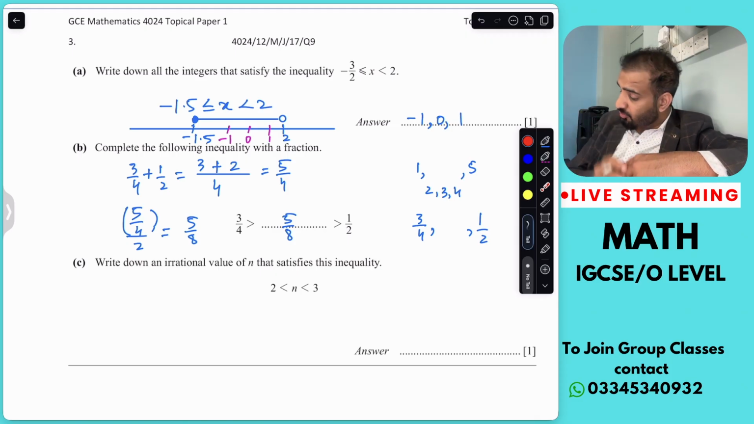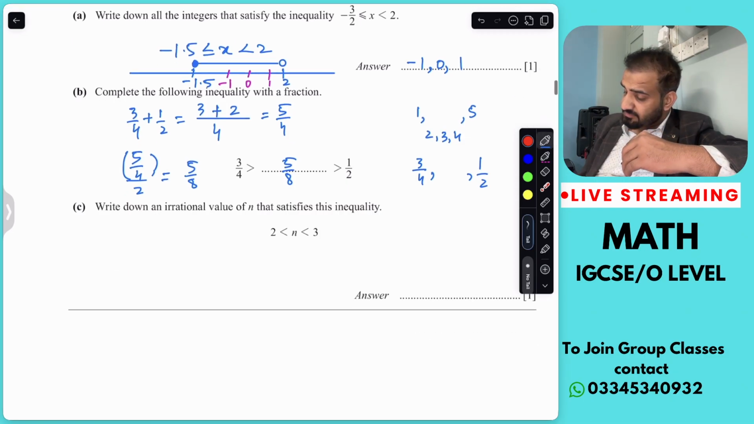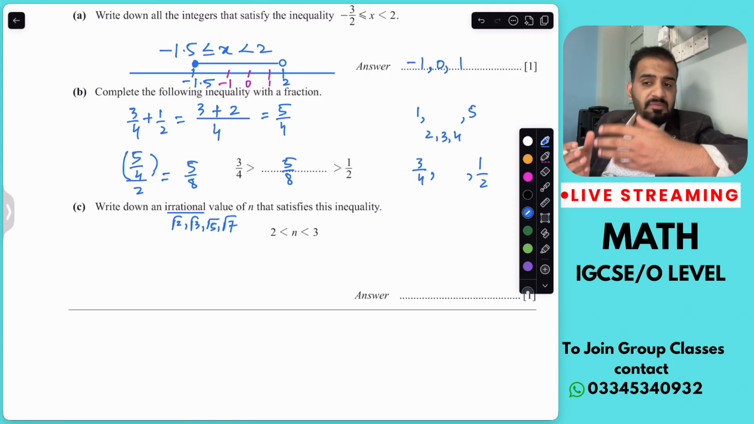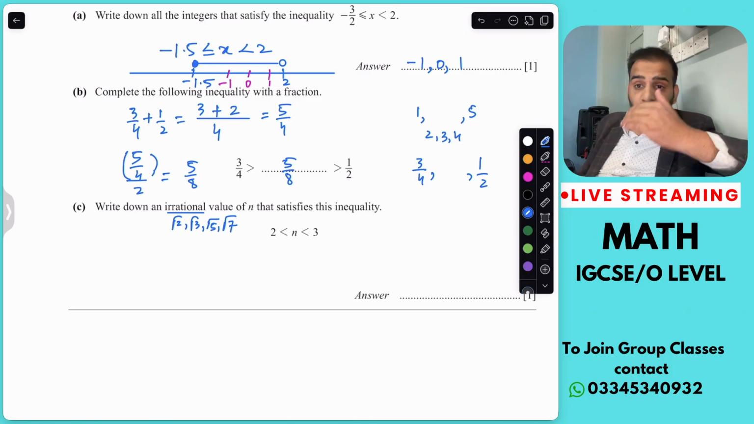Okay. Moving on to question C. Write down an irrational value of n that satisfies this inequality. ऐसे क्वेश्चन हम कैसे करते हैं? Irrational means that involves square root 2, square root 3, square root 5, square root 7. ऐसे नंबर जिनमें स्क्वायर रूट आता है, ठीक है, और उनका आंसर बिटवीन 2 and 3 आए. तो हाउ टू फाइंड दैट नंबर, हाउ टू लोकेट दैट नंबर, बहुत इजी है.